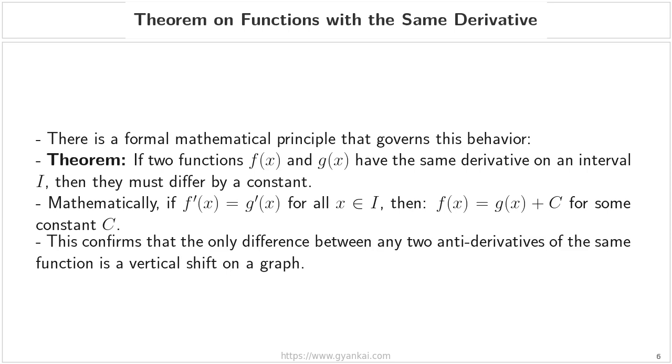Finally, the slide points out what this means visually. This theorem confirms that any two antiderivatives of the same function will look identical, but they'll be vertically shifted up or down on a graph. They represent the same family of curves, just starting at different y values. This is a crucial concept to grasp, as it sets the stage for understanding how we use initial conditions, which we'll see on the next slide, to pinpoint a specific function within that family.